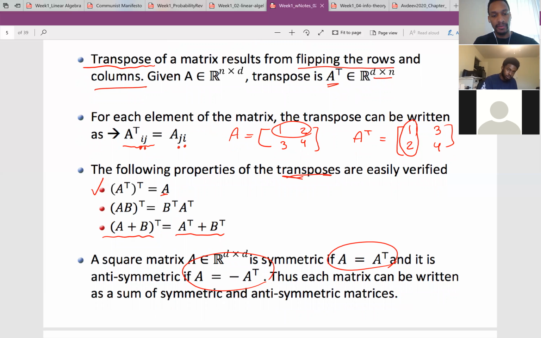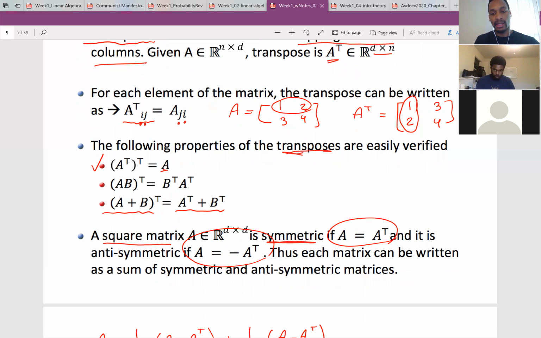For square matrices, you can say it's symmetric if A is equal to its transpose. That means you have a matrix that is symmetric about its diagonal entries: x1, x2, and so on, and then this down here, we'll call this D. This is also D. So it's symmetric about its diagonal entries.